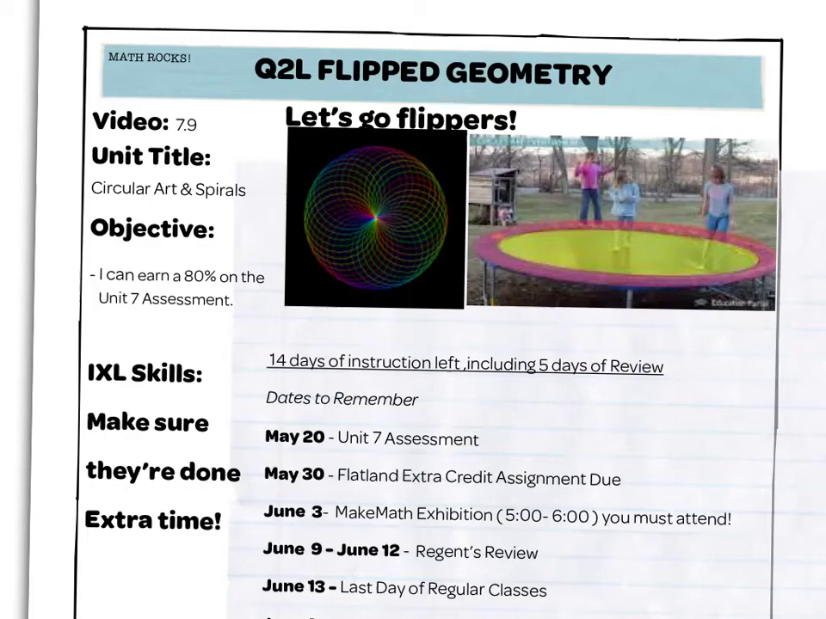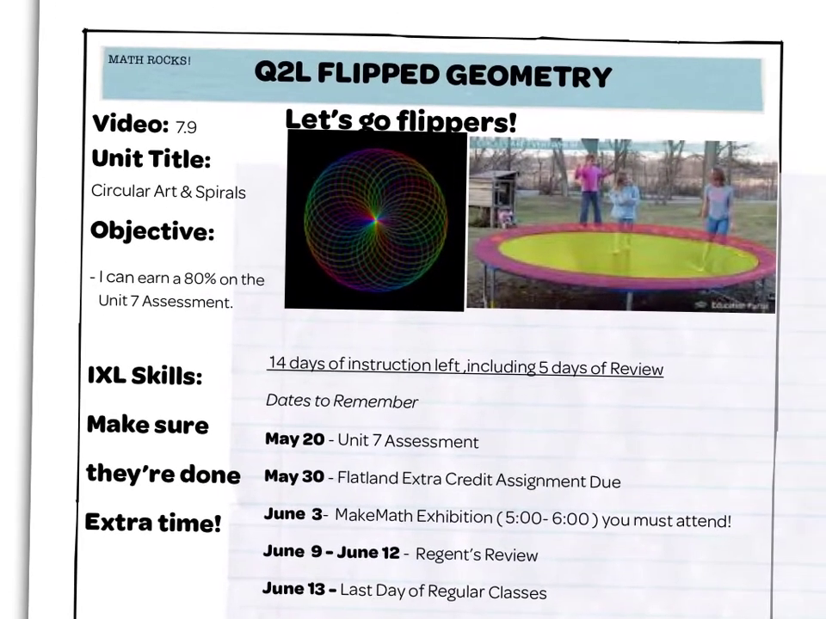Hello students, this is video 7.9 and I'm going to just talk about some things that are coming up. Remember, your objective is I can earn 80% on the Unit 7 assessment at least. In Excel skills, make sure they're done. You can do any extra 5.